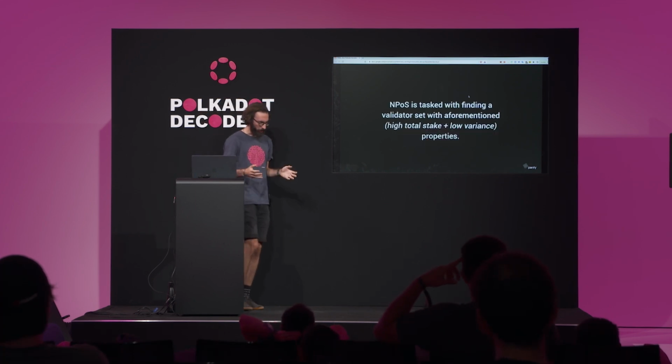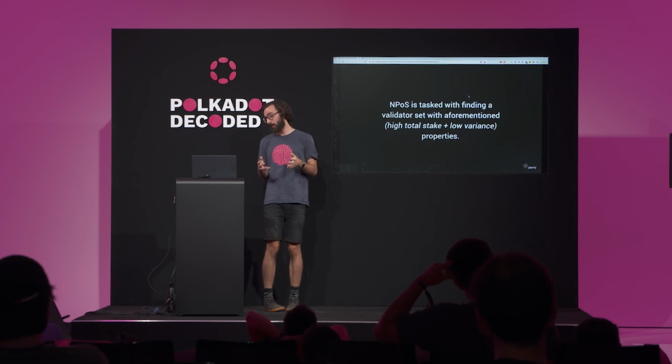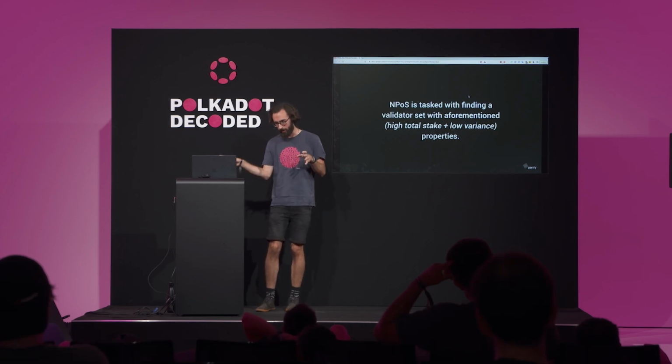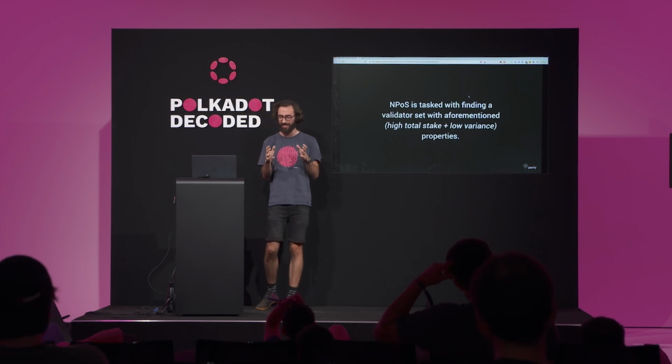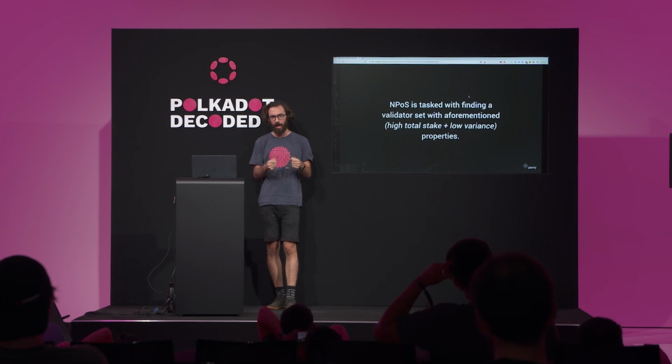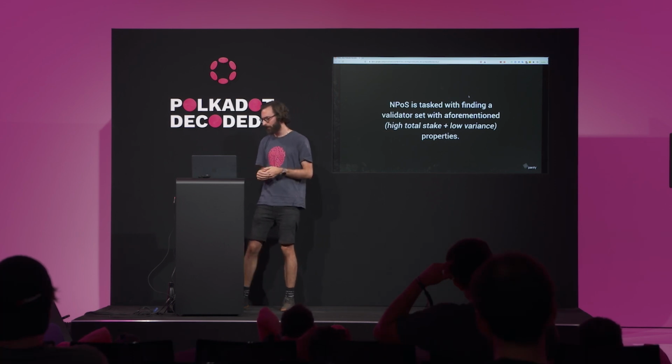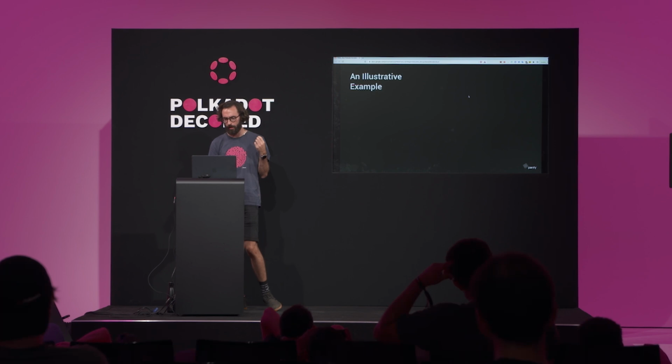So, NPoS, the nominated proof-of-stake system of Polkadot, is doing a bunch of things: handling slashes, rewards, and so on. But one of its tasks is to find and elect a validator set that has these properties. And let's look at an example to see how it does it.